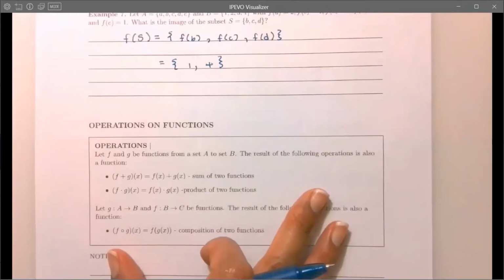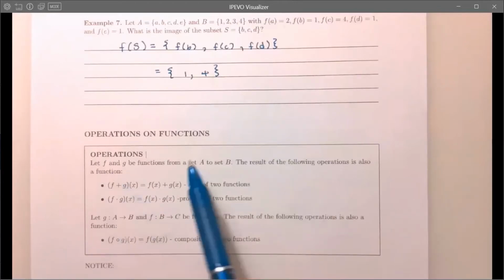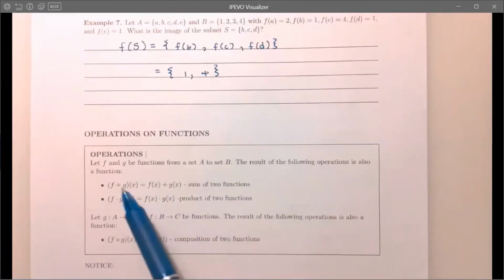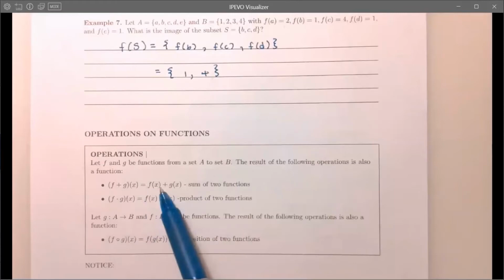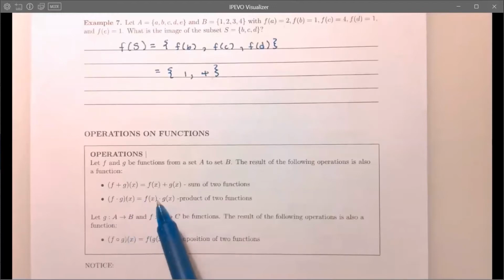Now some operations on functions that we can define are addition, multiplication, and composition. So for the addition of two functions, in this case we're assuming that f and g are both functions from set A to set B. The sum of two functions, f plus g, is simply defined as f of x plus g of x. If we have the product of two functions, f times g, notice they do write the x, so you'll see it in this notation. What that means is f of x times g of x.